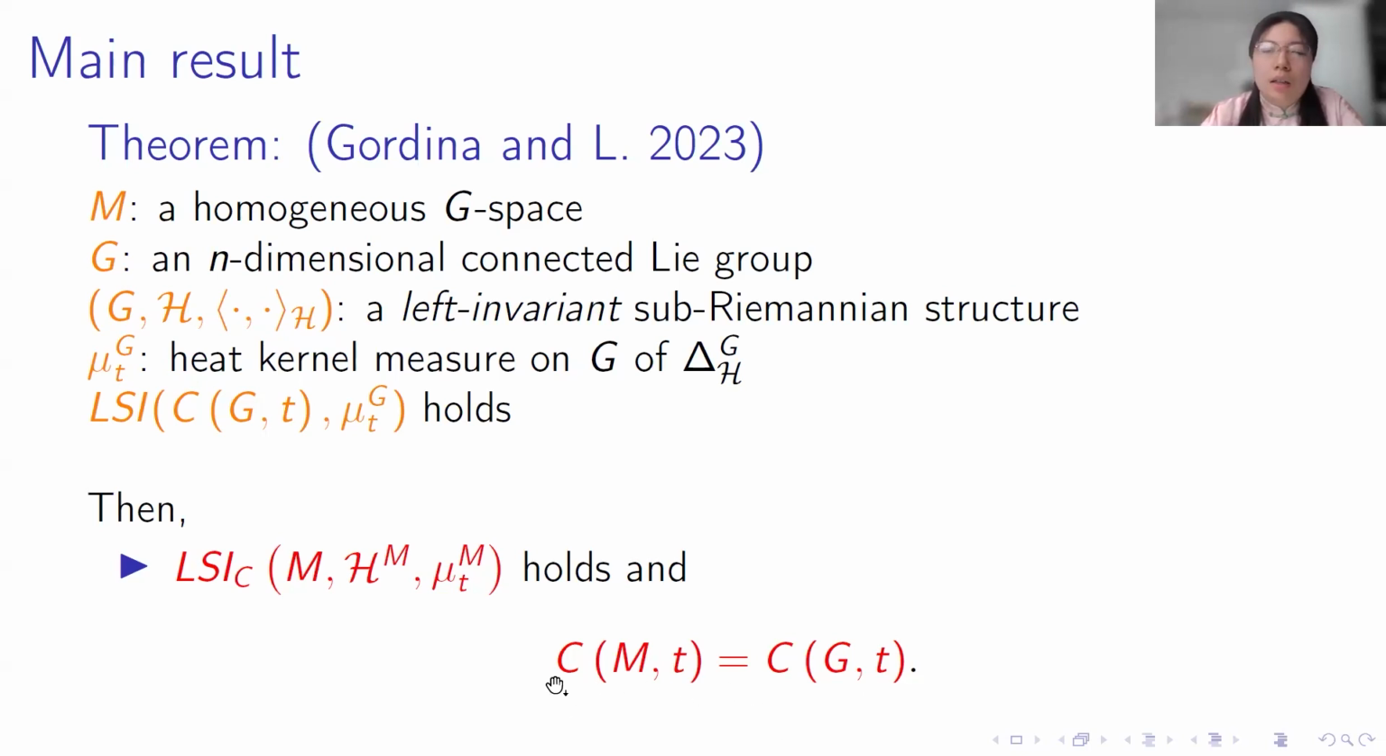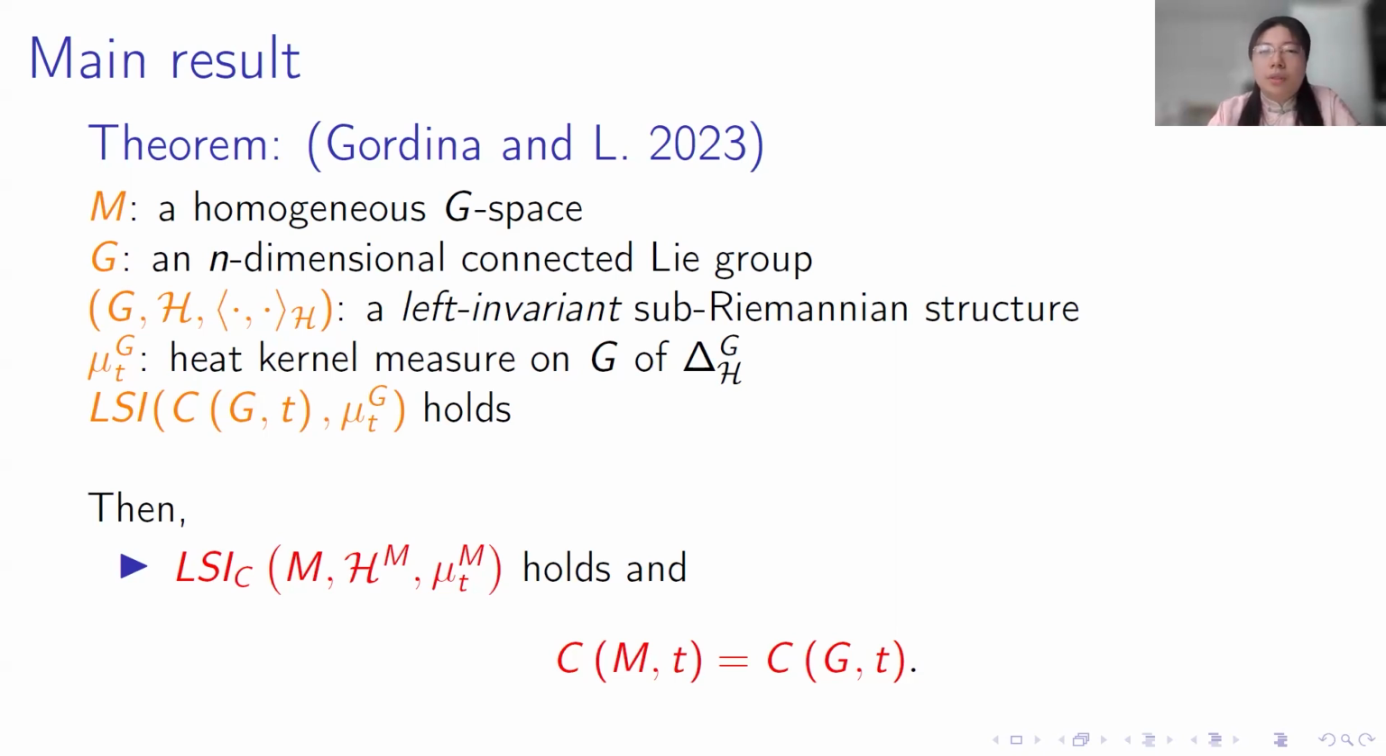You see that this constant only depends on the acting group G. So that means if you know how the constant behaves on G, then you know how it behaves on M. And here, this constant will be independent of the isotropy subgroup in that case. And altogether, this method will allow us to study the dimension independence property of the log-Sobolev constant on several homogeneous spaces that have sub-Riemannian structures.